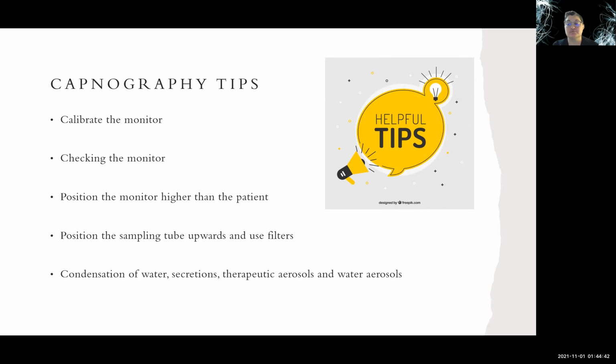The sampling tubes can become occluded pretty easily. Some units either increase the sampling flow or reverse the flow in order to purge when there's a drop in pressure, and sometimes that can be sensed. This will help clear those secretions from the tube. If it's not cleared, ultimately you just need to replace the sampling tube. It's that simple.